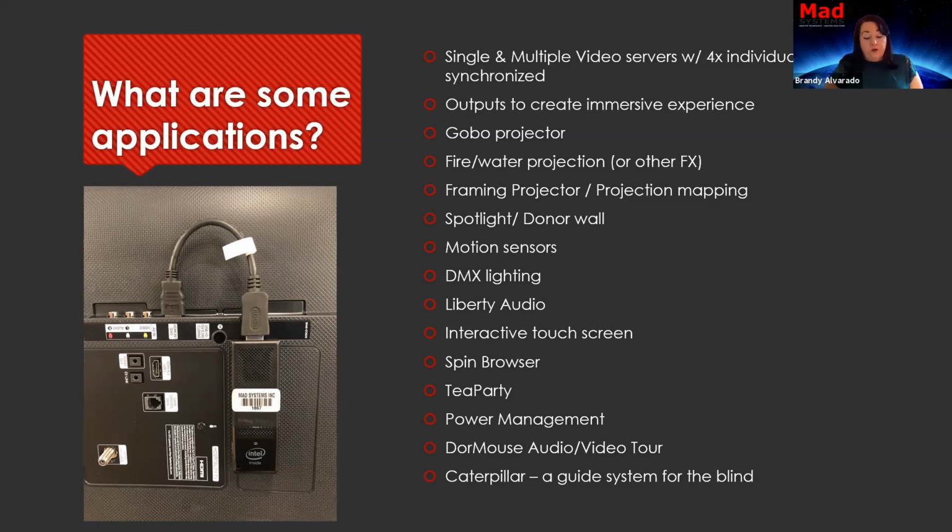A framing projector and projection mapping function, spotlight or donor wall function, DMX lighting, Liberty audio amplifiers, an interactive touchscreen functionality, as well as spin browsers or jog wheels, T-Party for show control, power management, Dormouse, which is an audio video tour, and finally Caterpillar, which is a guided system for the blind.